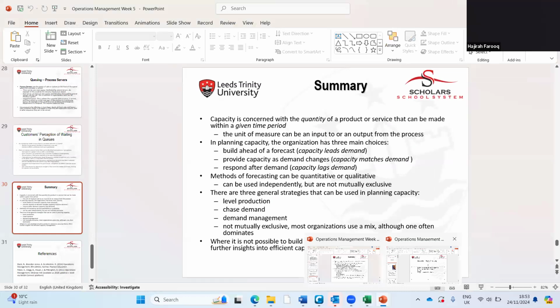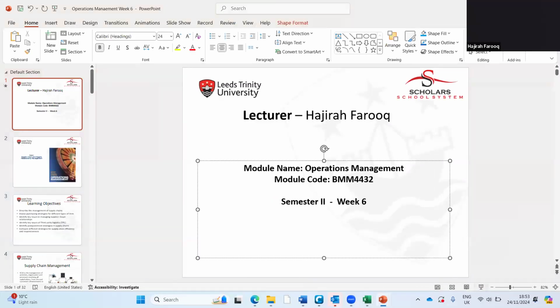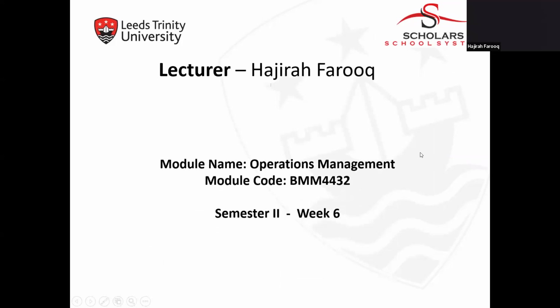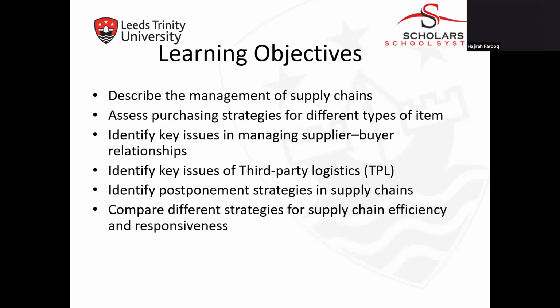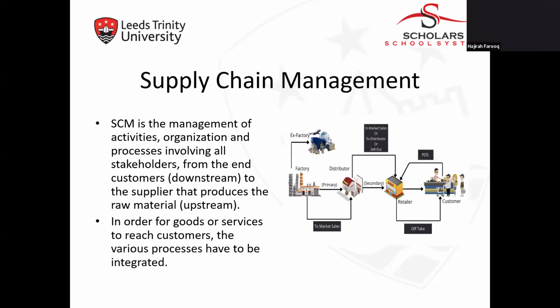Moving on to lecture 6, we discussed the topic of supply chain and supply chain relationship management. The learning objectives for this chapter include describing the management of supply chains, assessing purchasing strategies for different types of items, identifying key issues in managing supplier relationships, identifying key issues of third-party logistics, the TPL, identifying postponement strategies in supply chains, and comparing different strategies for supply chain efficiency and responsiveness. So what is supply chain?